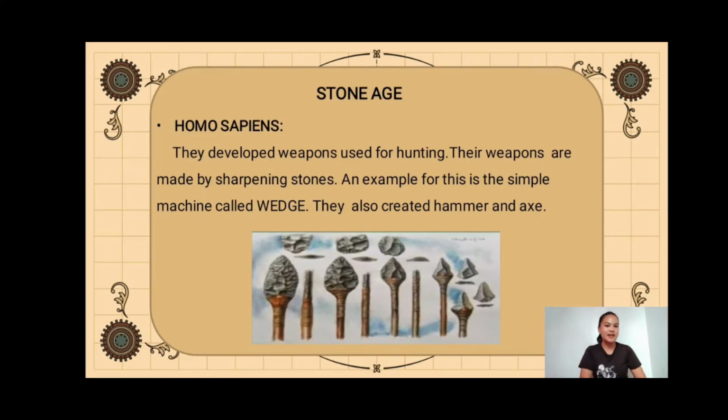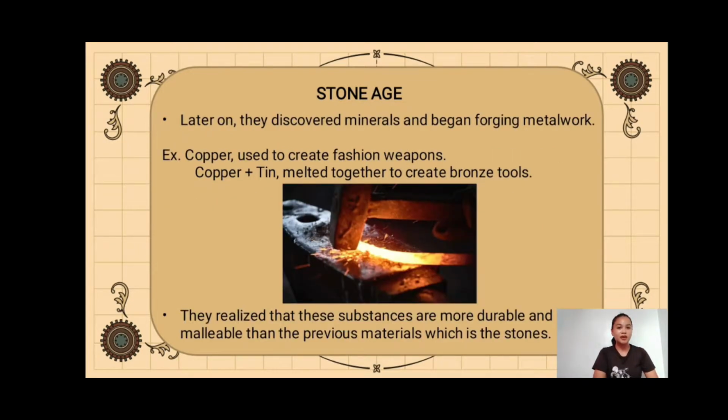They also made an axe and hammers. So later on, they discovered minerals and began forging metalwork. Examples are copper, which was used to create fashioned weapons, and copper that is added with tin. They melted these together to create bronze tools. And they realized that these substances are more durable and malleable than the previous material, which is stone.